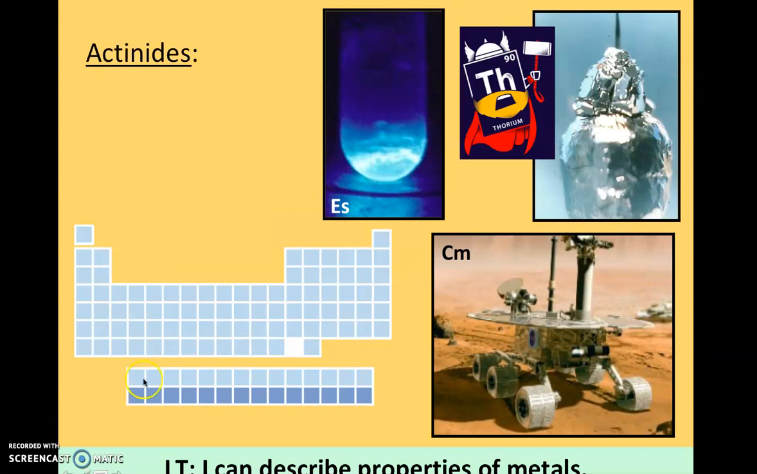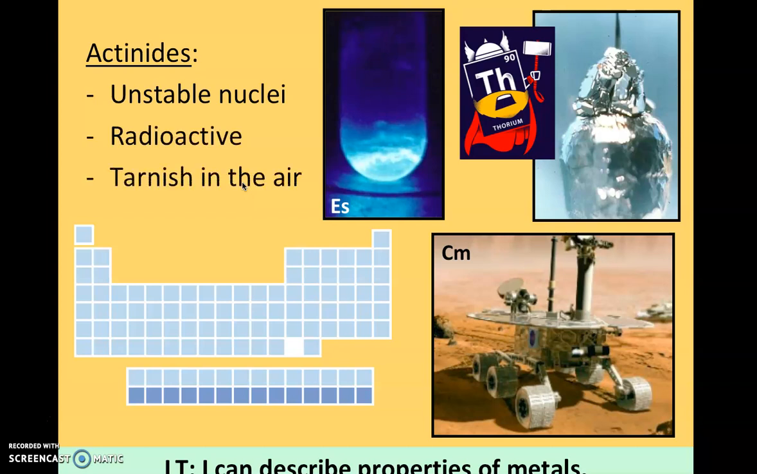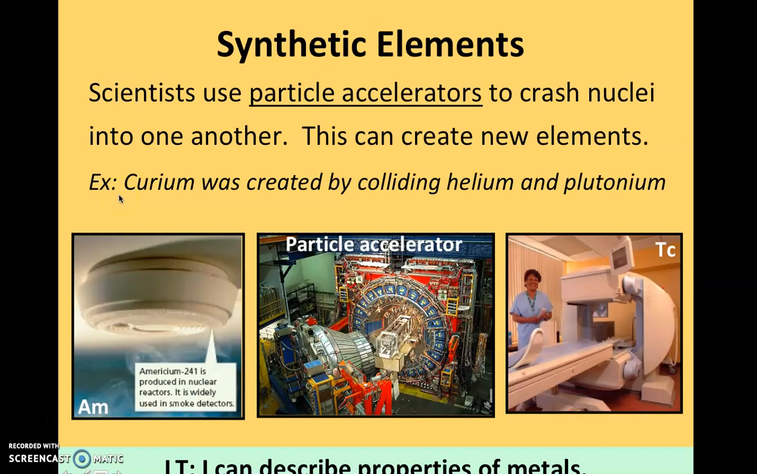And the actinides. So the actinides are the very bottom row on the periodic table. The actinides are going to be unstable, so they're going to be radioactive. They're going to give off a lot of energy as they are breaking down. And a lot of them are going to tarnish in the air. So when they're exposed to the air, they will tarnish. Some examples of these actinides are einsteinium, thorium, curium. So they're going to have metallic properties, but also are very unique because of this instability and radioactivity.